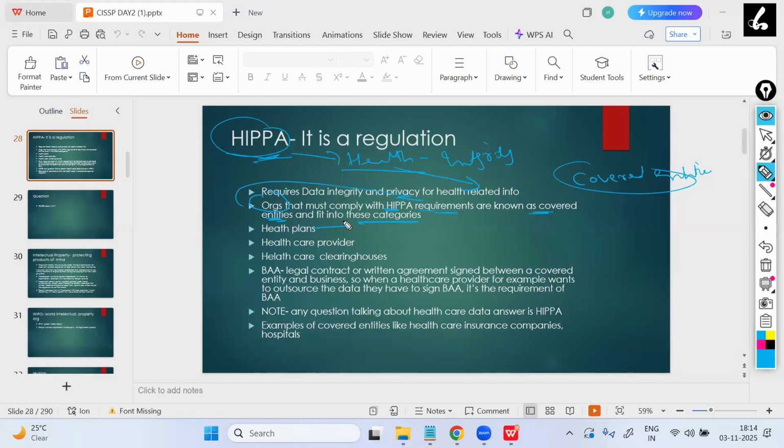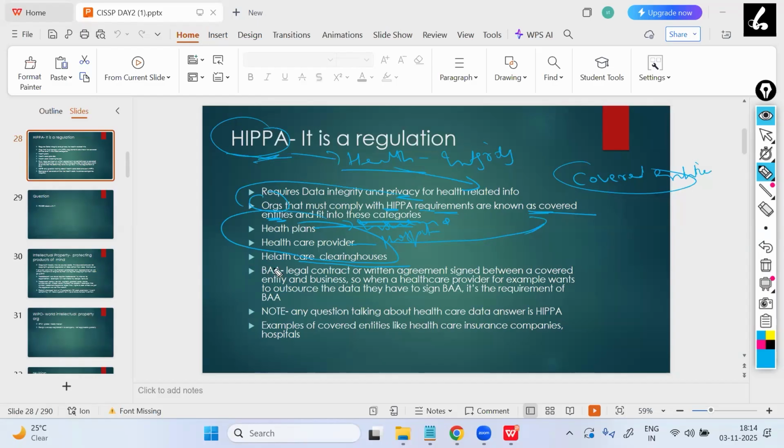Health plans, the companies that provide health plans, healthcare providers, the hospitals, the insurance companies who provide the health plans, the healthcare clearing houses. So now you know what a covered entity is. All these organizations which deal with health related data are the covered entities.